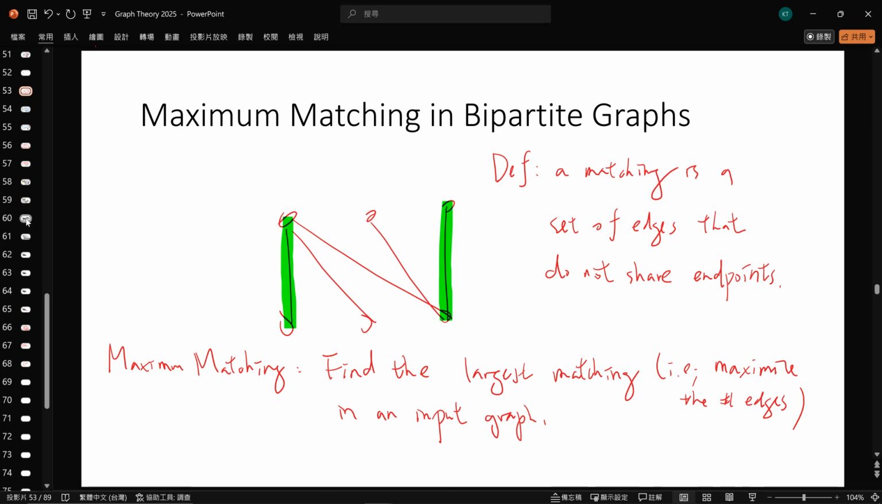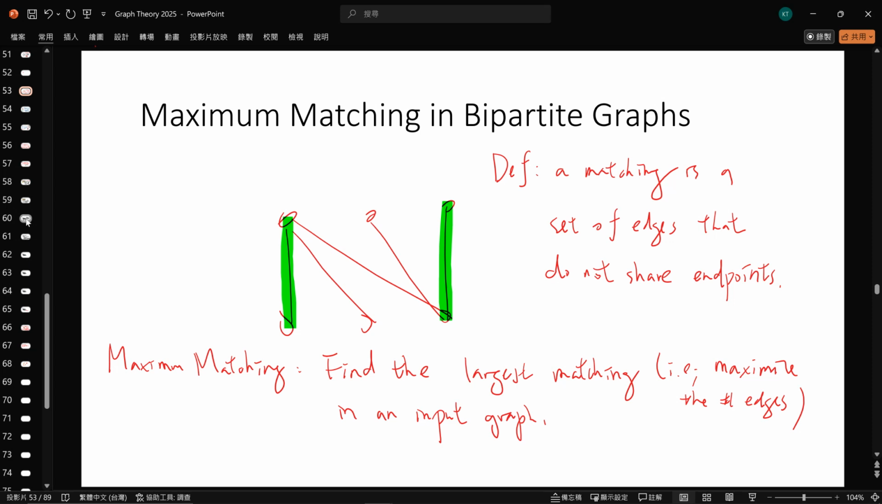All right, okay, so last week we discussed the maximum matching problem in bipartite graphs. In this problem we're given a bipartite graph. In a bipartite graph you can divide the vertex set into two sets, here we call them X and Y, so that all the edges in the bipartite graph are between X and Y. Okay, so this is a bipartite graph.